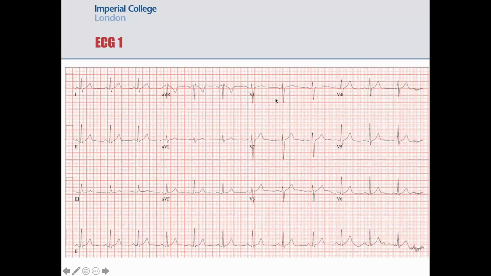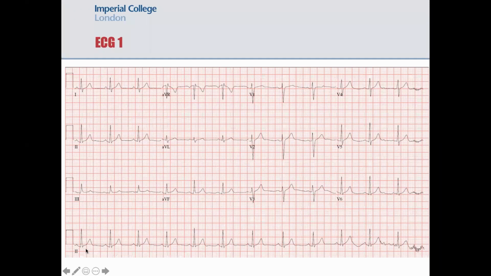Okay, so 2 people have answered, and yeah, absolutely correct. If we count the large squares between the R to R interval, it is roughly 4. So for heart rate, anything between 70 to 80, I'll accept. And yes, it is in sinus rhythm.